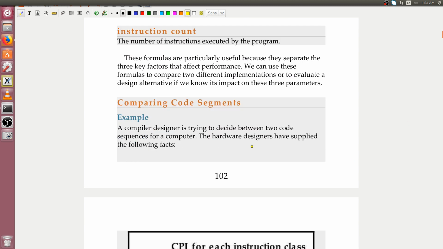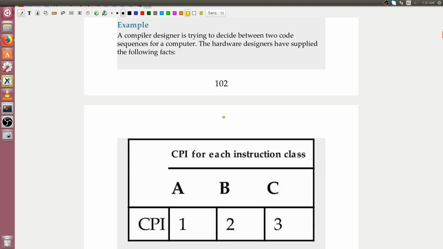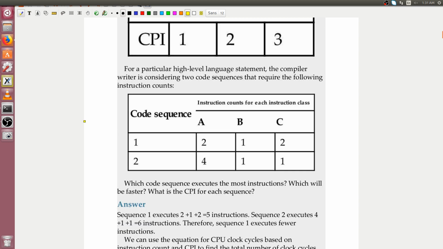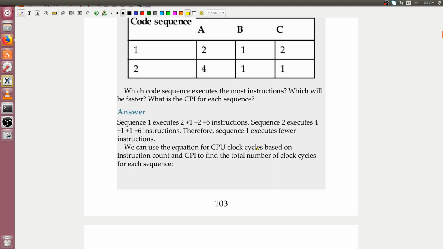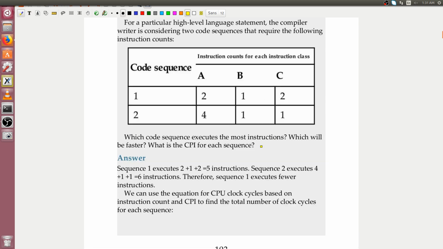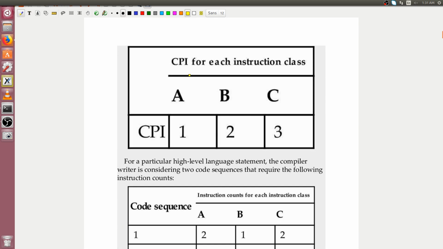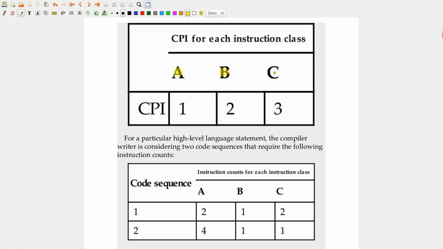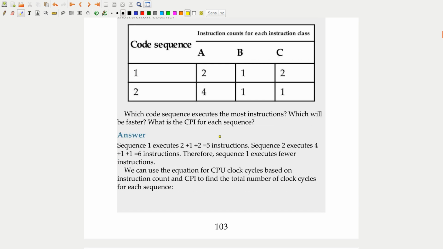Okay, so moving on. Comparing code segments. Oftentimes when we write code, one of the things we run into is that we have classes of instructions that take different numbers of cycles to complete. This may be because of the type of instruction, and it also may be because of dependencies between instructions, but it's something we should keep in mind. So here we have instruction classes, and this just depends on how our pipeline is laid out, how quickly each of these gets serviced in our designs.